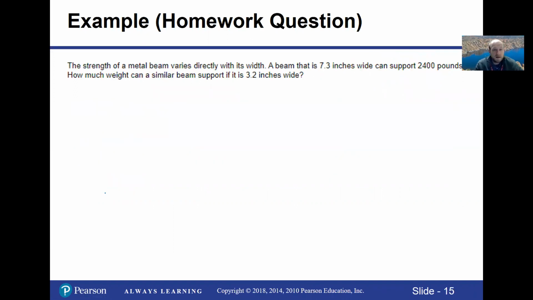The strength of a metal beam varies directly with its width. Okay, varies directly with its width. That means it's a direct variation problem. So it's y equals kx. A beam that is 7.3 inches wide can support 2,400 pounds. How much weight can a similar beam support if it's 3.2 inches wide? Let's use variation for this one first.